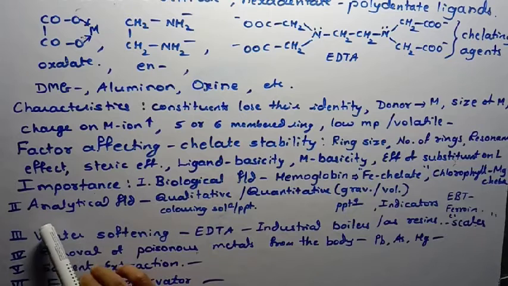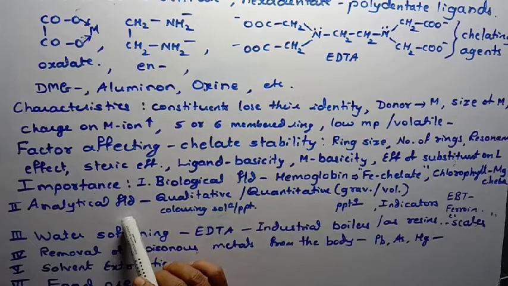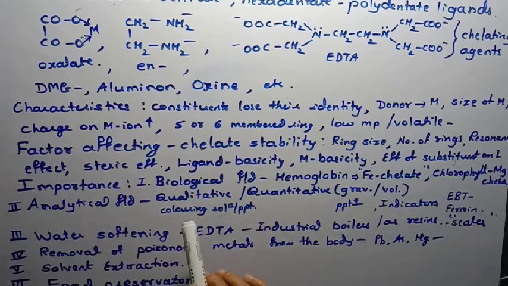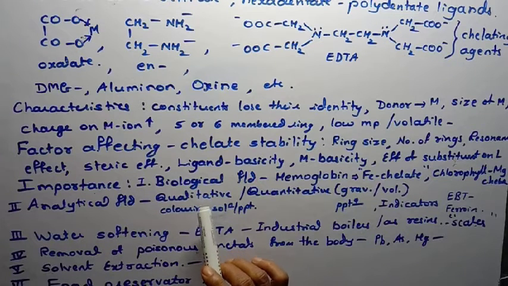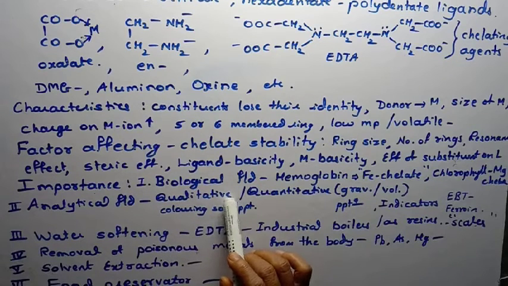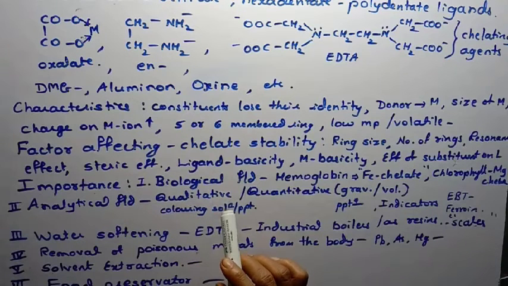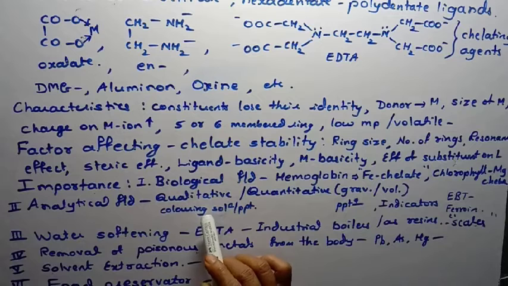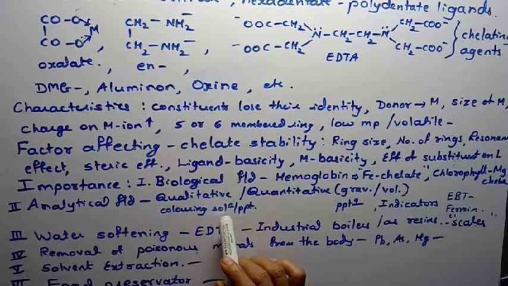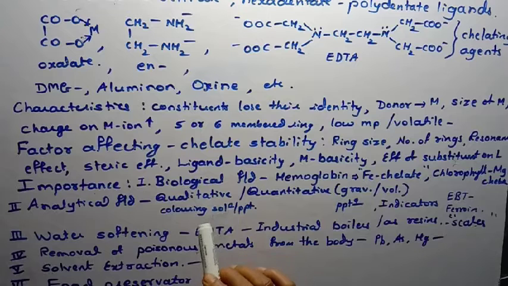Then the second one is in the analytical field. In the analytical field, chelates play an important role. For example, in qualitative analysis, while detecting an element, for example nickel. In the fourth semester, you have done the experiment. To detect the presence of nickel in the given solution, if you add DMG, dimethyl glyoxime, in ammoniacal medium to the nickel solution, if it gives a red color precipitate, it indicates the presence of nickel.